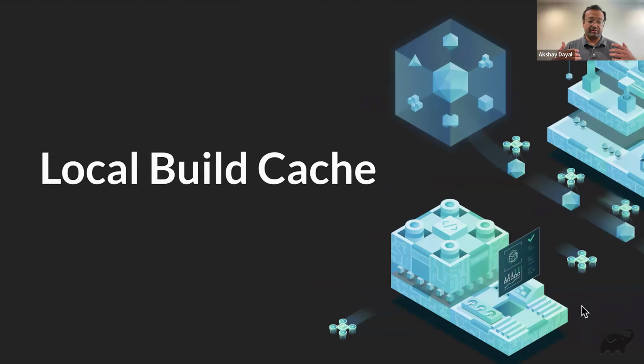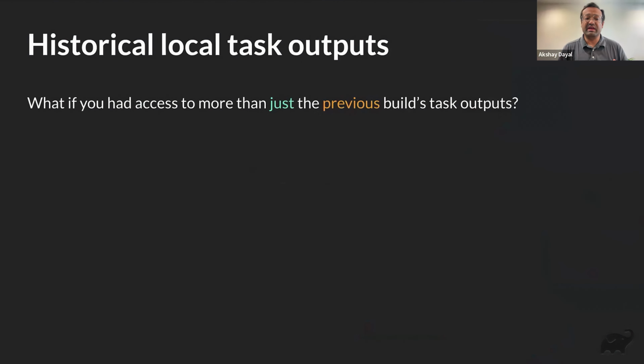So Gradle was then modified to handle these sorts of scenarios and continue to try to improve performance. Gradle introduced a local build cache. And the idea is, what if you had access to more than just the previous build task outputs? What if you had historical build task output access?